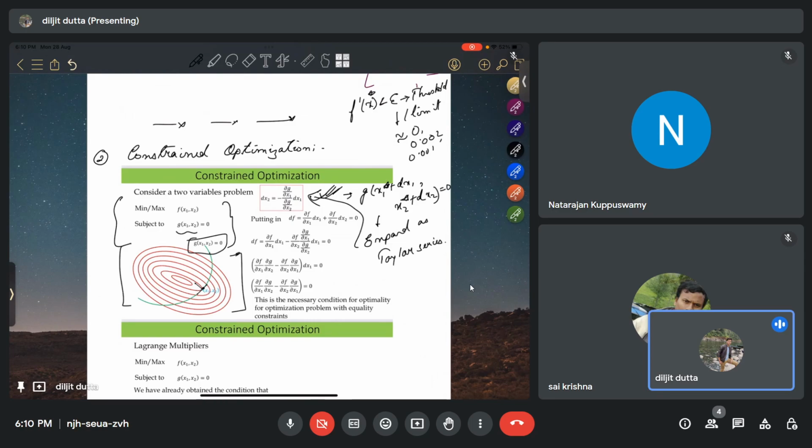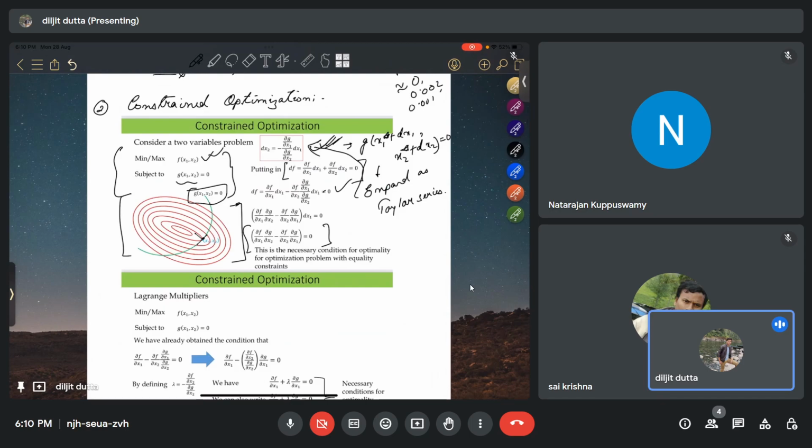Now I put this value of dx2 in the total derivative of the objective function. We get d of f equal to del f by del x1 into dx1 minus del f by del x2 into del g by del x1 divided by del g by del x2 into dx1. We can rearrange the terms and put it in this form. This is called the necessary condition for optimality for an optimization problem with equality constraints. This is multivariable optimization.